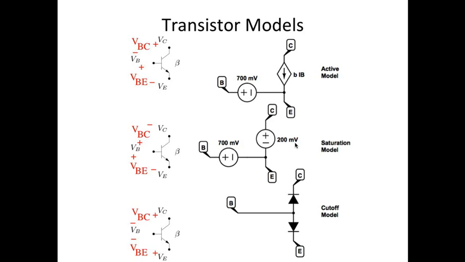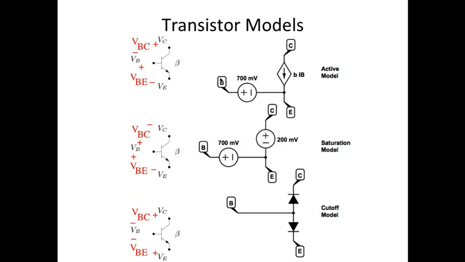Just like a diode had 2 different models when we were doing hand analysis, open or closed, where the closed model was either a wire or a 0.7 volt drop, and the open or off model was just a gap, transistor models are similar. There are 3 different modes that this can operate in. They're called active, saturation, and cutoff.